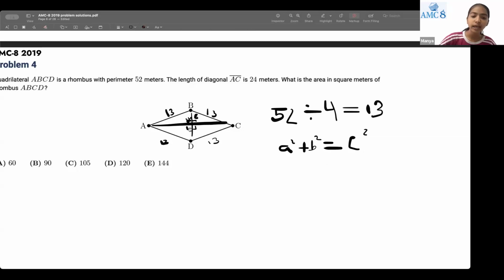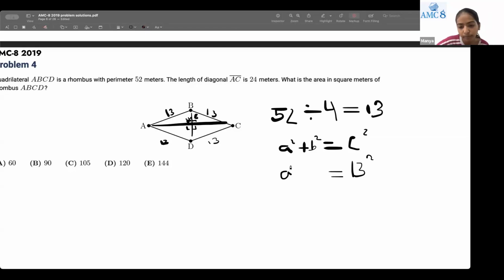So we know that AB is equal to 13. So 13 squared, C squared is equal to 13 squared. And we know that AC is equal to 24. So then half of AC is equal to AE. AE is equal to 24 divided by 2, which is equal to 12.